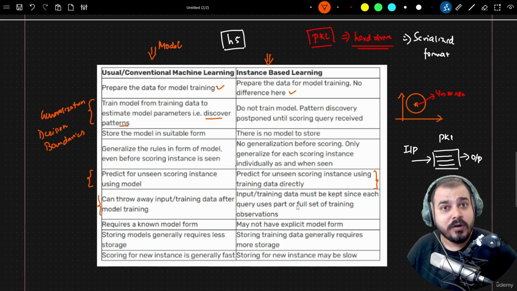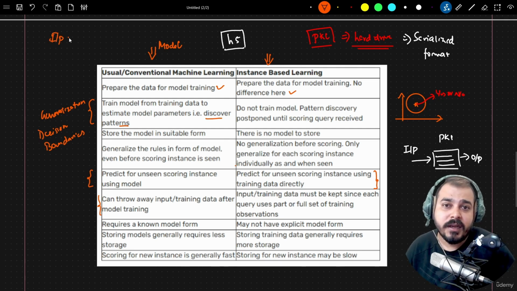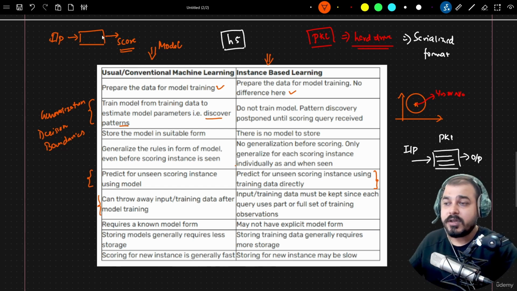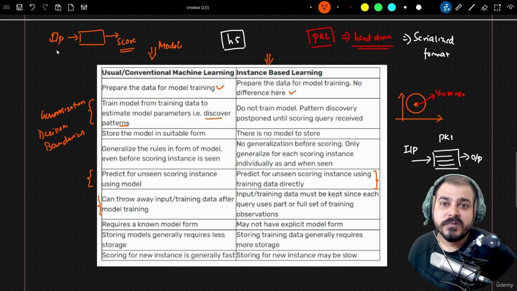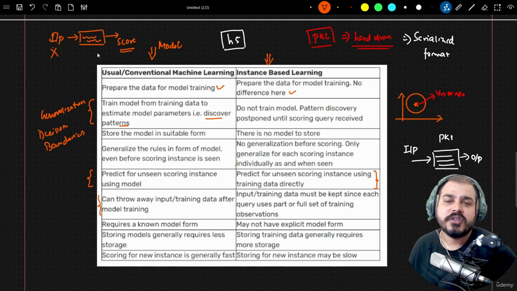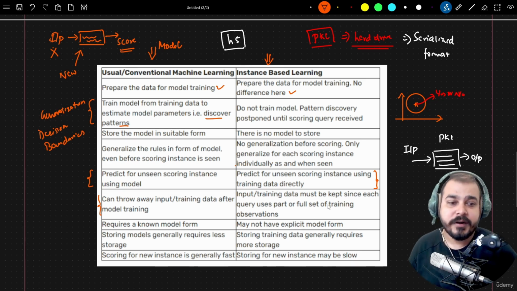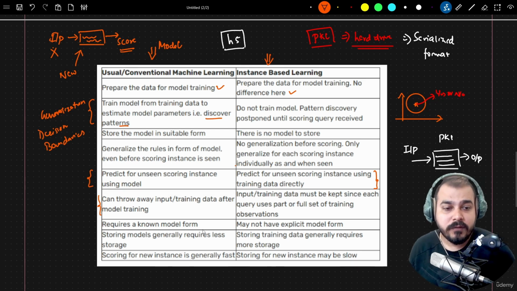But in the case of instance-based learning, you always require the input or training data. Let's say after I get my input data, I train my model using model-based learning, and I get my score, the accuracy. Don't worry about what all these things are; we will learn as we go ahead. After training our model, we can remove this input data because everything, the decision boundaries and all, is stored inside the model. So any prediction for our new data, it will be able to do. But in instance-based learning, we always require the training data. Requires a known model form, may not have explicit model form. This is a basic difference.